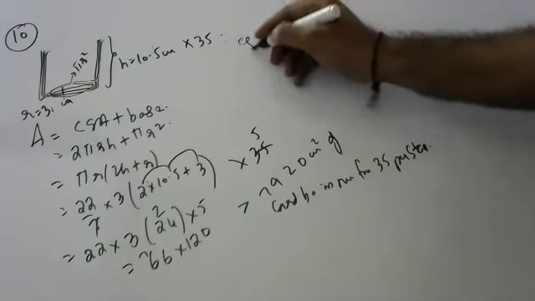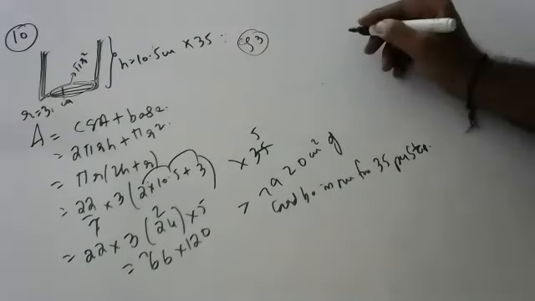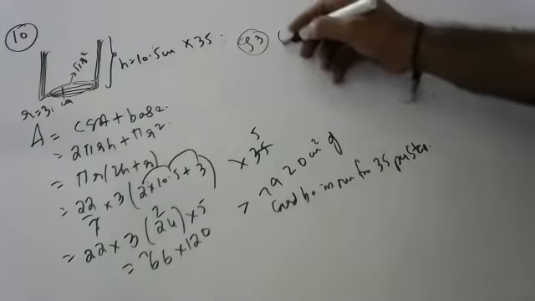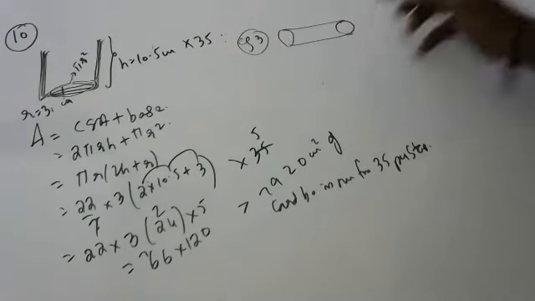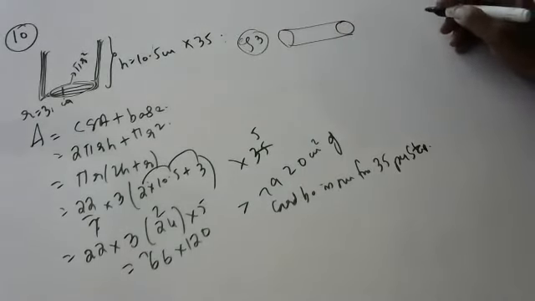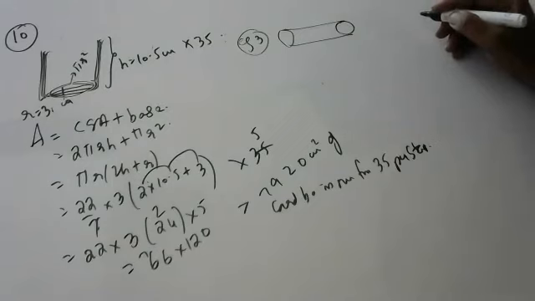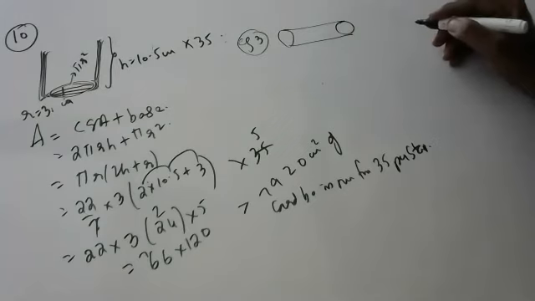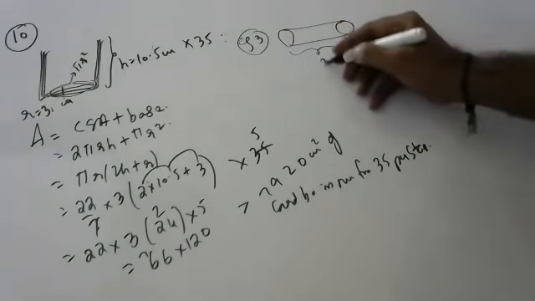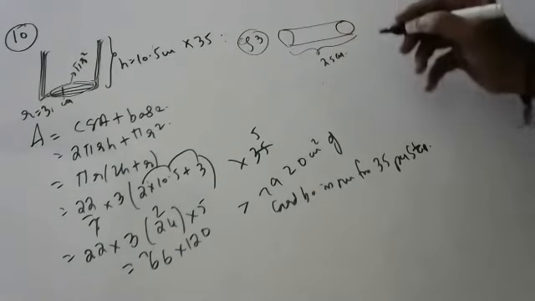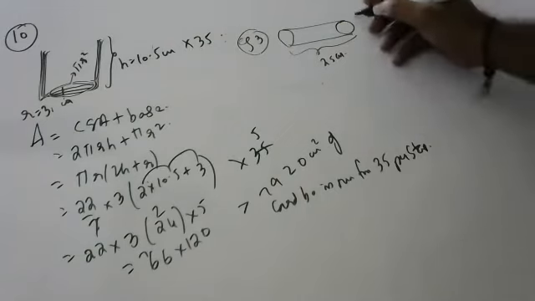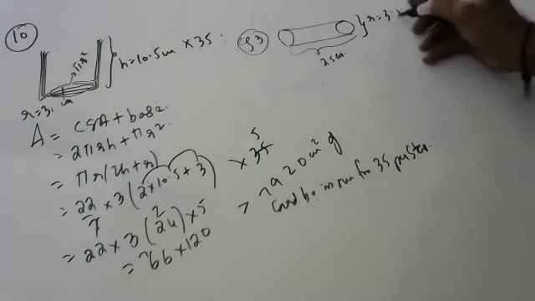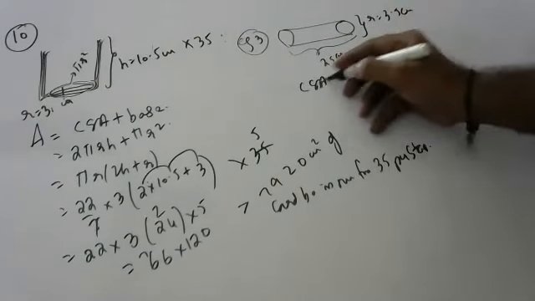Example number 10. There is a kaleidoscope like this. She wanted to make the kaleidoscope. How much chart paper is needed? The measurements are for her kaleidoscope. What would be the area of chart required if length is 25 centimeters and radius is 3.5 centimeters? Yes, CSA how much?